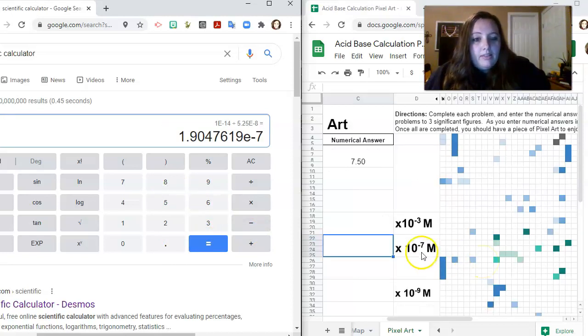Now, if I look, this is already here, times 10 to the negative 7. So E means times 10 to the negative 7. So I know that I'm on the right track.